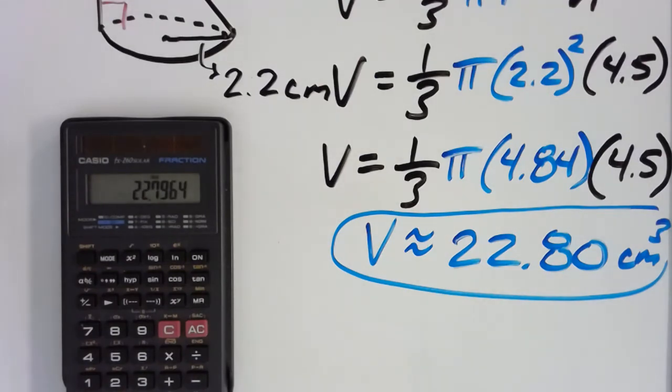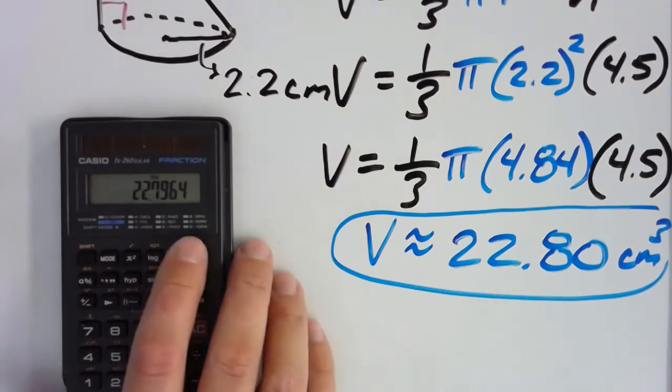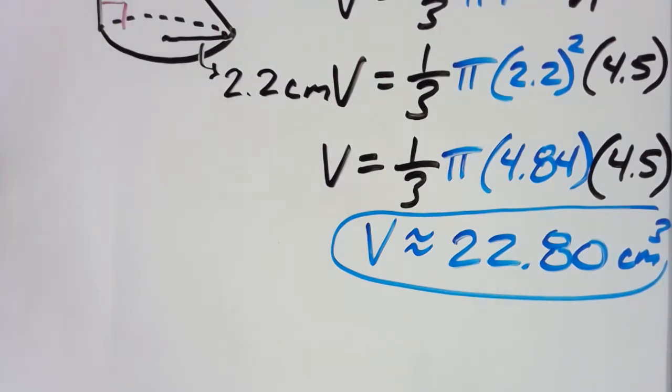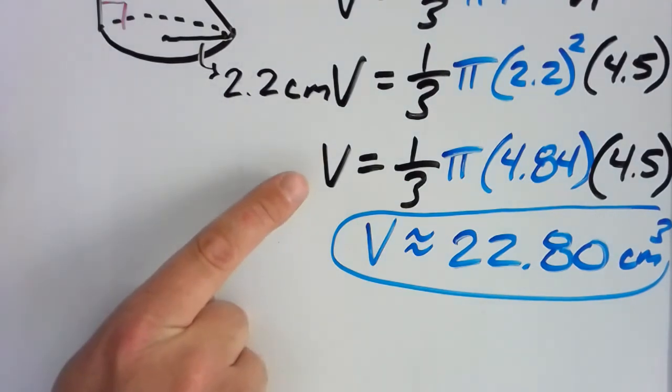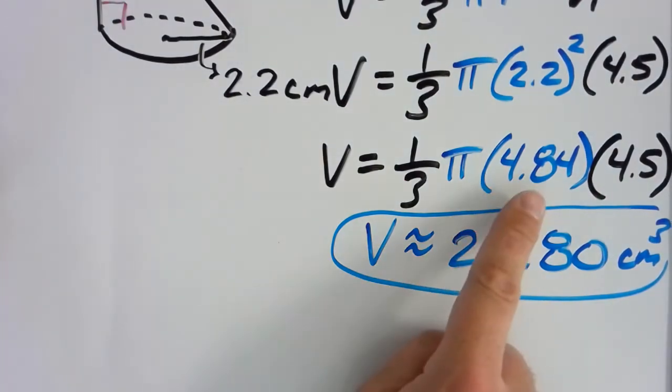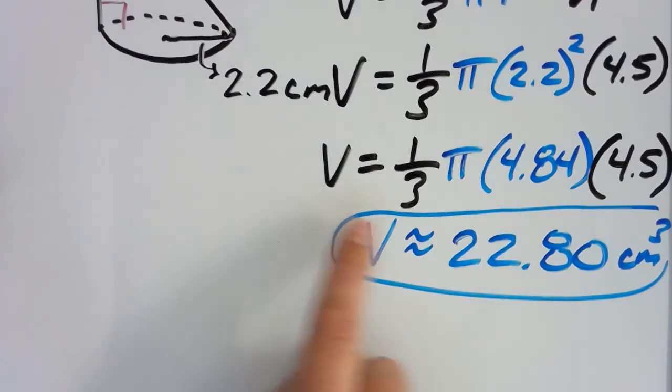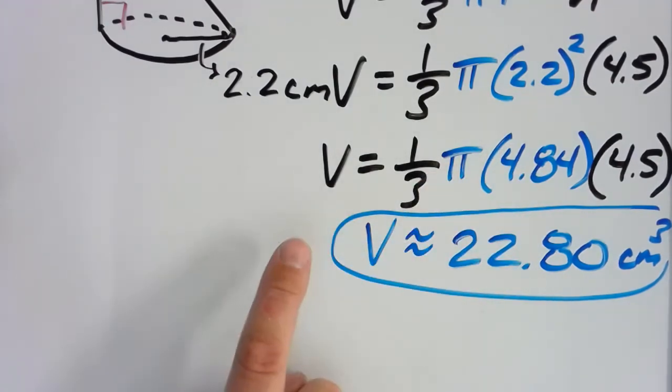Things to be aware of here. It could have totally given me this volume measurement to start with, in which case I would have taken that volume, that 22.8 cubic centimeters, and plugged it in for V. And if I had to solve for, say, the radius of the circle, I would move stuff inverse operation-wise to the other side of the equation to solve for that element.